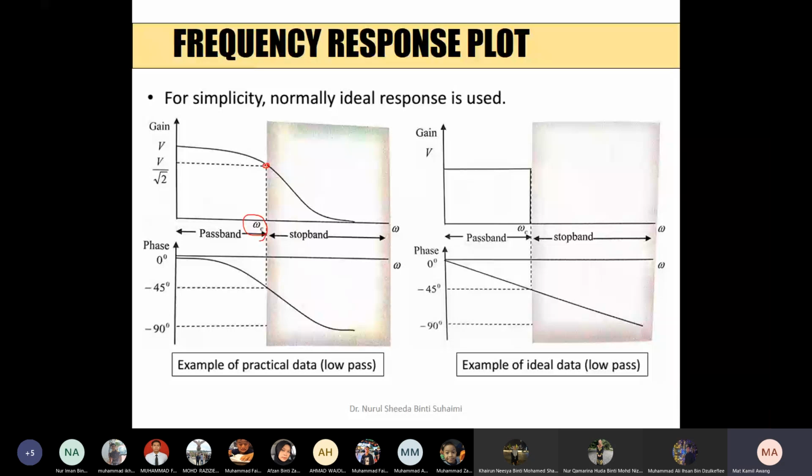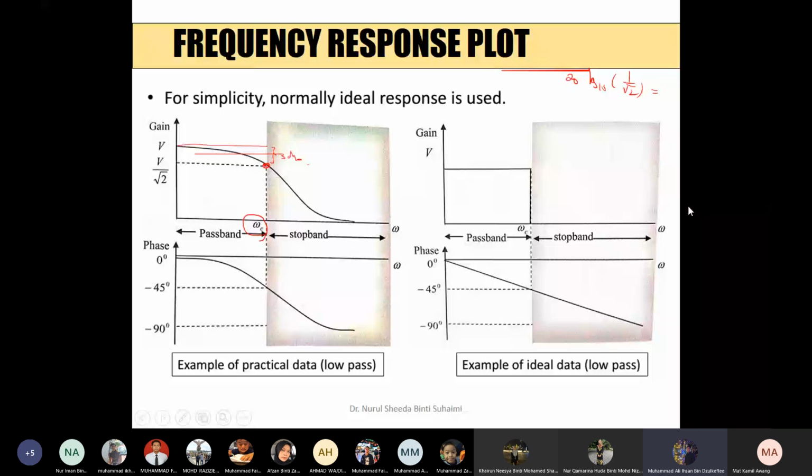So let's say this is the asymptotic line. From here to here is 3 dB, more or less. V over square root 2 is about 3 dB, right? 1 over square root 2. How do you know? 20 log 10 of 1 over square root 2. Who has a calculator? Anybody can calculate that? Ada, sir. Okay. What's the value?